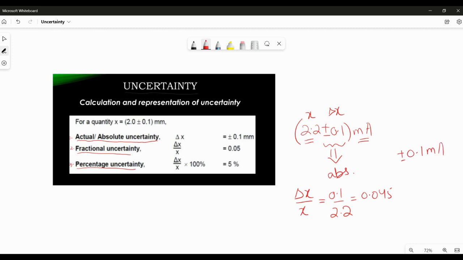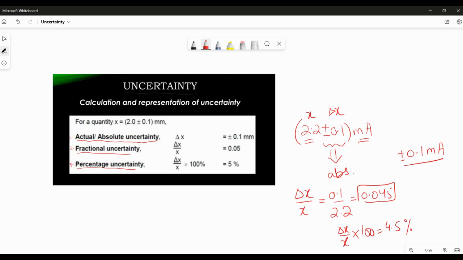For absolute uncertainty, we always use the same unit as the unit of the quantity. For example, in this case, it will be milliamperes. But since fractional uncertainty is a ratio between similar units, it doesn't have a unit. Now, what is percentage uncertainty, or how do we calculate it? It's pretty simple. Fractional uncertainty, when taken as a percentage, which means multiplied by 100, gives you percentage uncertainty, which in this case will become 4.5%.